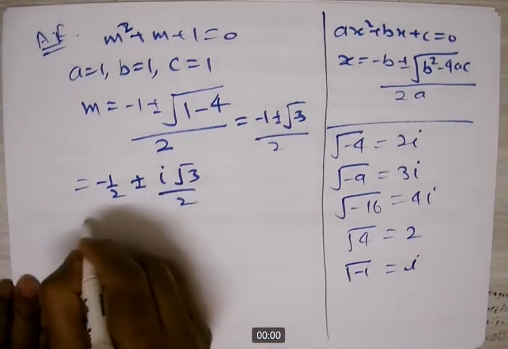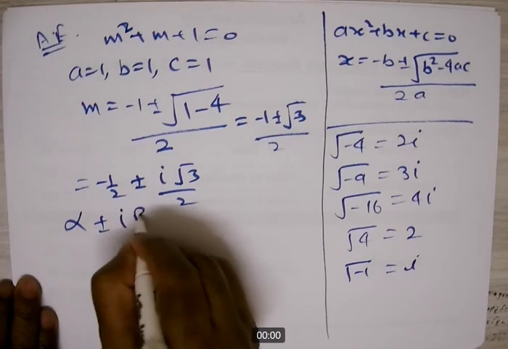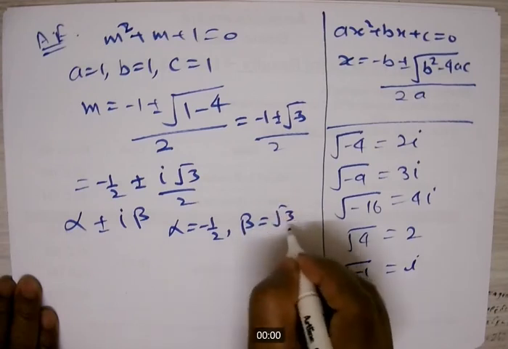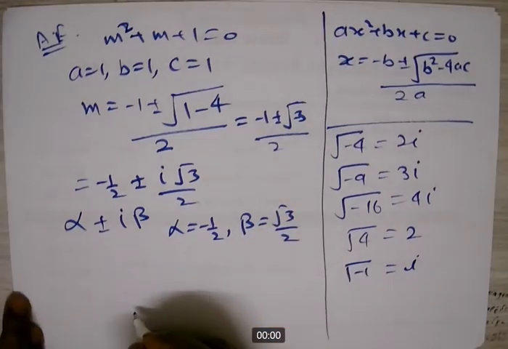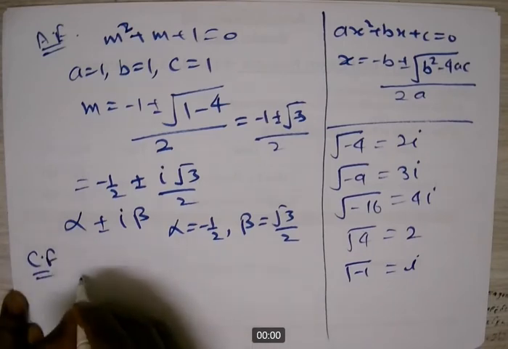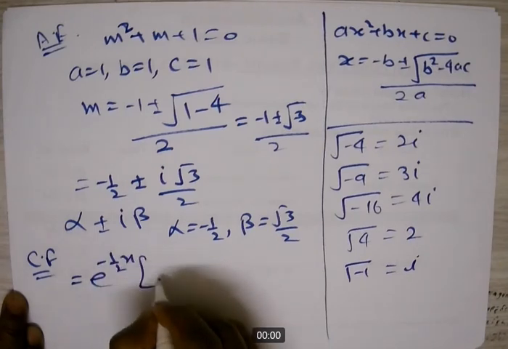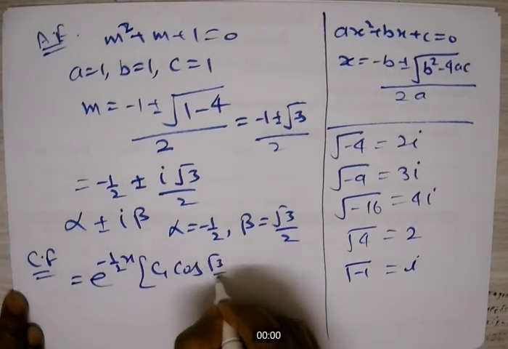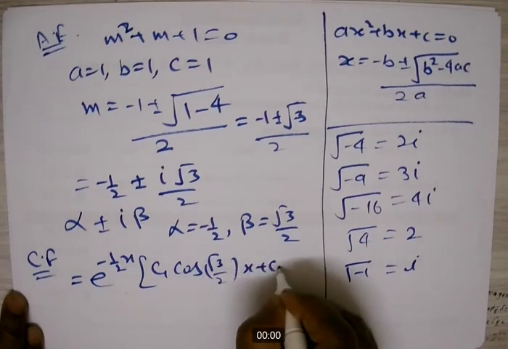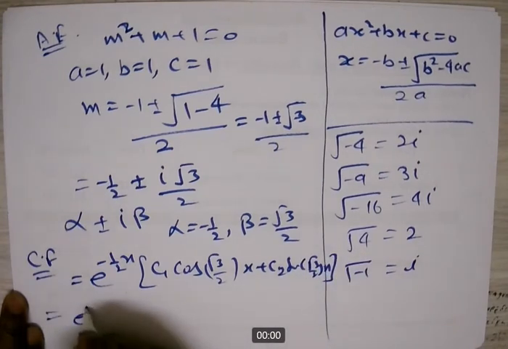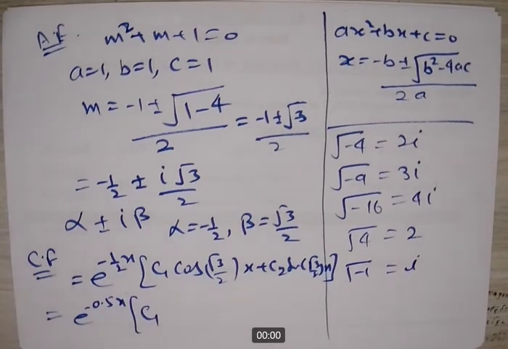Now if you compare with the complex form, α ± iβ, then α = −1/2 and β = √3/2. So we can write the complementary function as e^(−1/2 x) [c1 cos(βx) + c2 sin(βx)], or we can write it as e^(−0.5x). You can calculate this using a calculator also.